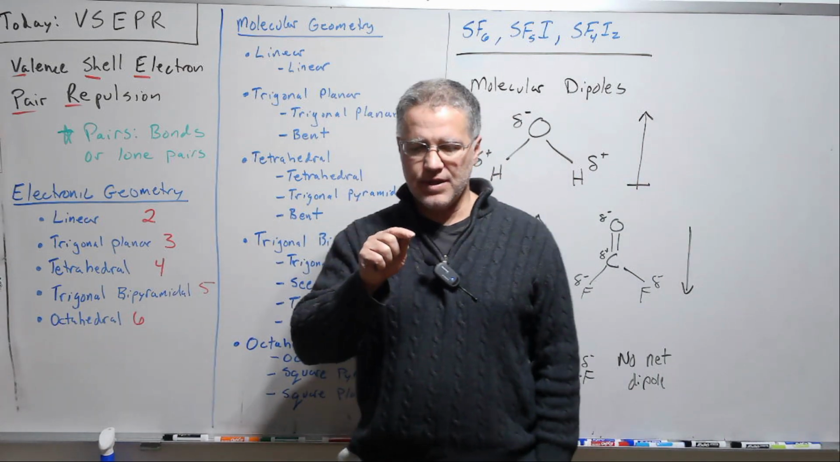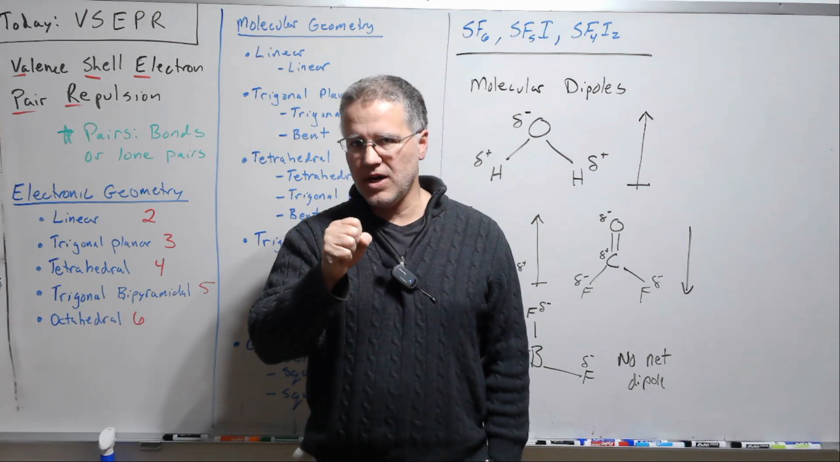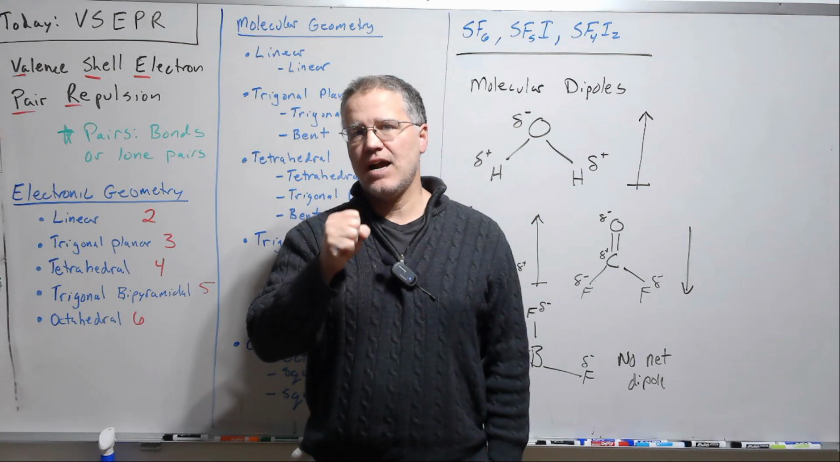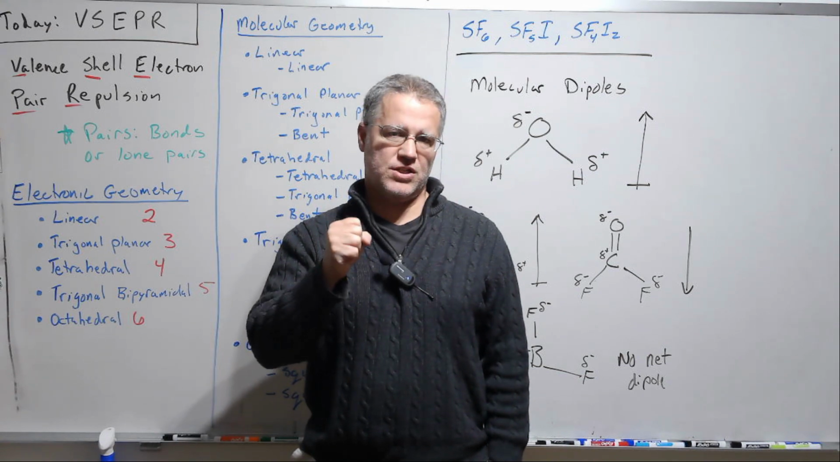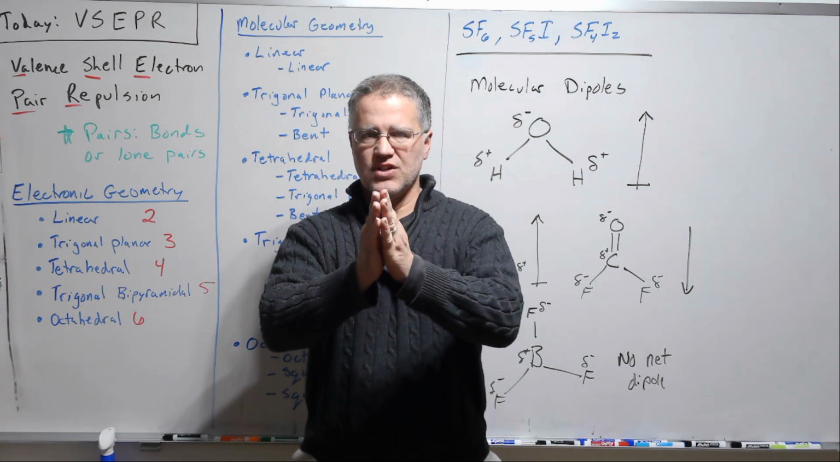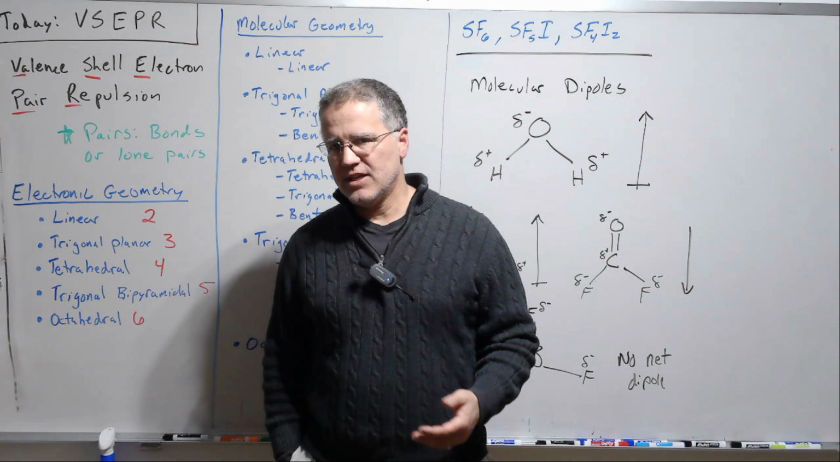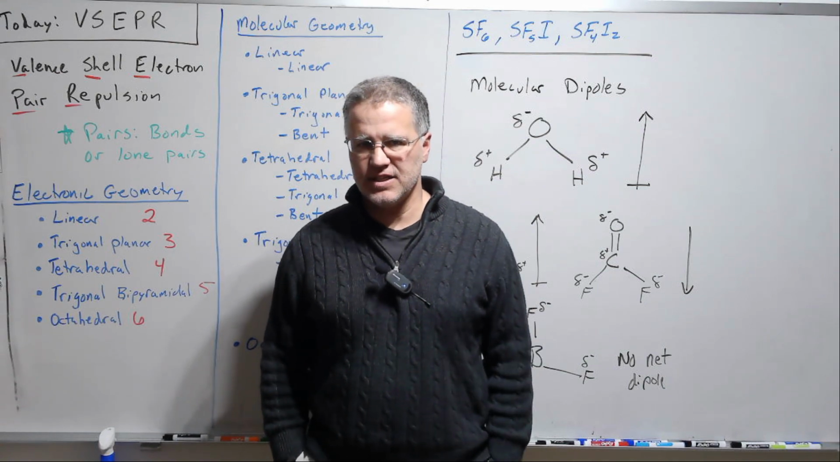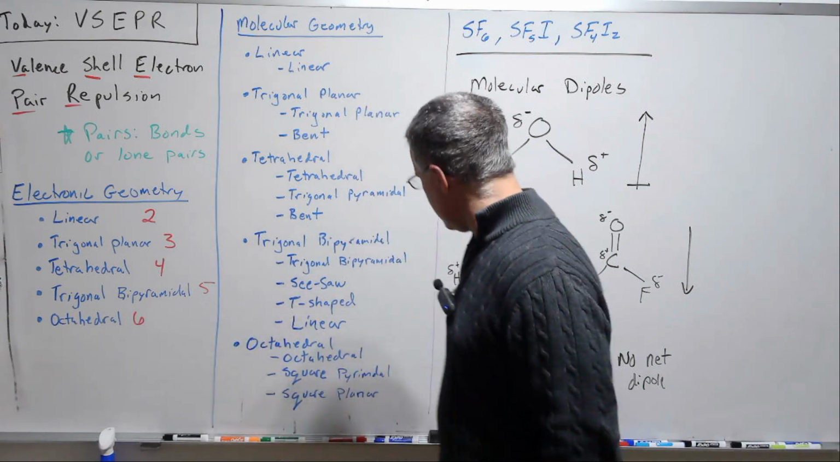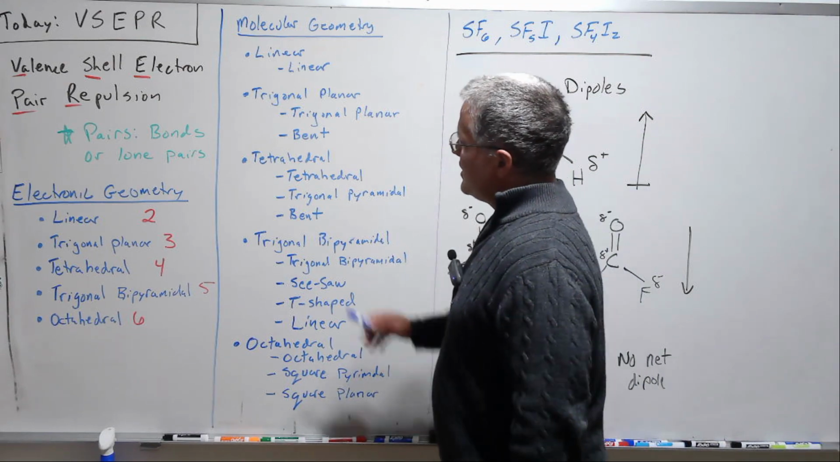Now, one important thing, though, whether it's a single, double, or triple bond, that still counts as a single source of electron density, because in a double bond, those electrons are together, all 4 of them. So we don't treat that as 2 separate sources of electron density, just one source. Okay, well, let's see how we do this.